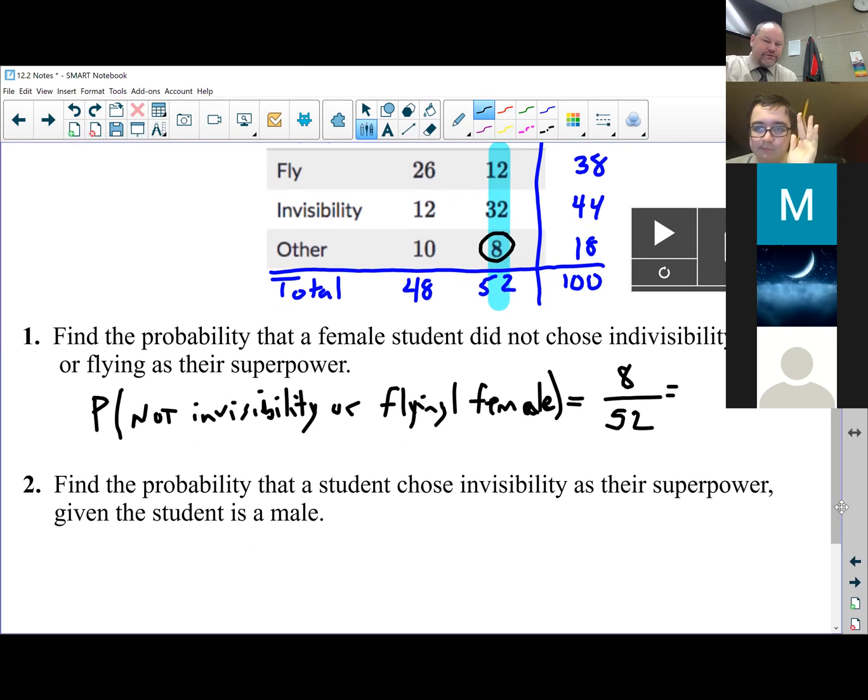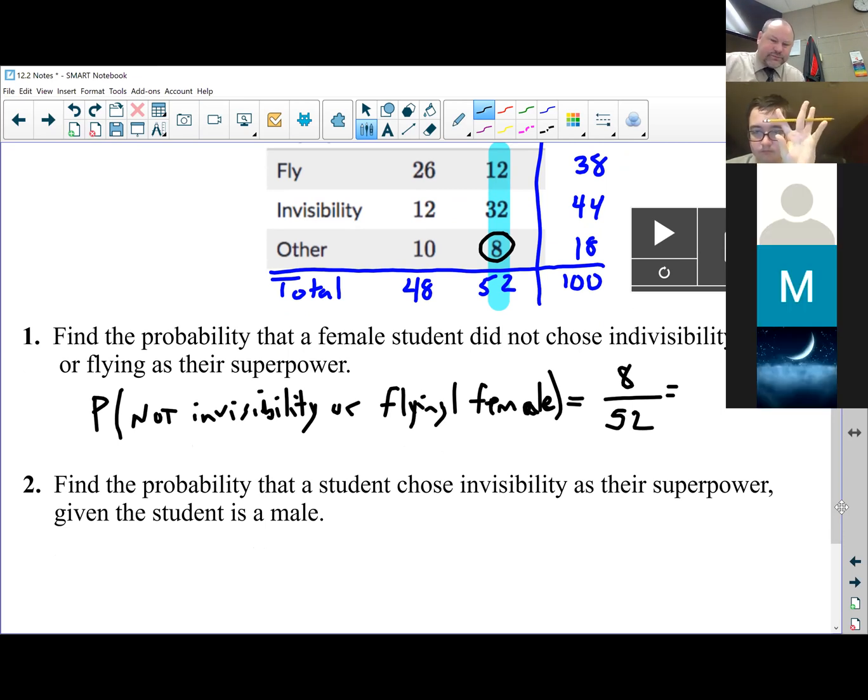And then can that be reduced? By 2. Okay. 8 divided by 2 is 4 over 26. All right. Can that reduce? So you divide it by 2 again. Oh, 2 over 13. Exactly right.